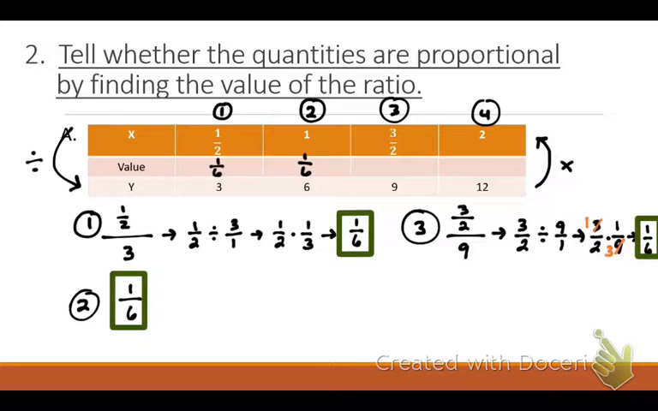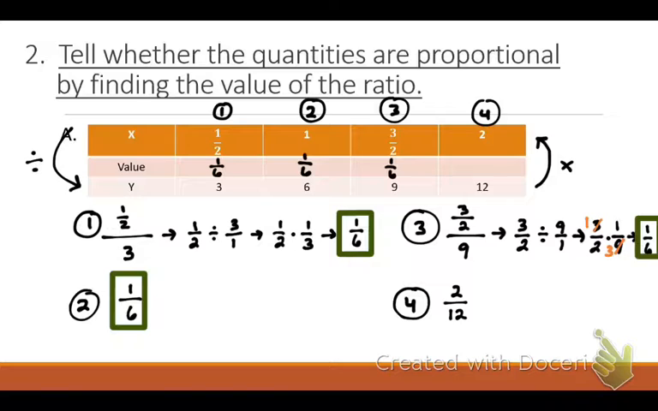It looks like everything is proportional. We just have to see if this last one also equals 1/6. So let's put a little 4 down here. Kobe, in order to find the value of the ratio, should I add, subtract, multiply, or divide? You should divide. Divide. Very good. I'm going to take the top number, which is? 2. And divide it by the bottom number, which is?